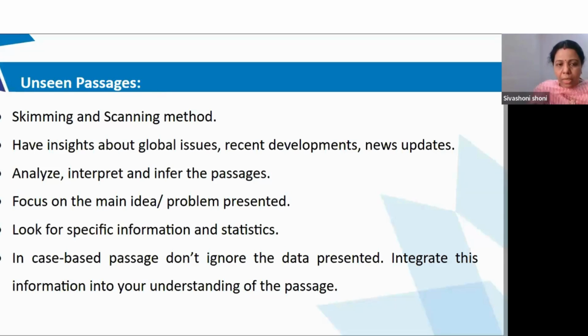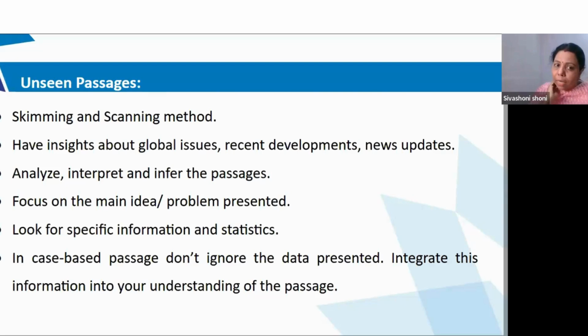Children, always do extensive reading, because most of the comprehension passages would be something general. If you have a fair knowledge about current affairs, contemporary issues, global issues, recent developments in technology and news updates, you'll understand the passages quicker. Otherwise, if the passage is about a new development in AI, and you don't know anything about AI, you will not be able to relate to it and spot the answer correctly. So always read extensively about all these happenings and look for specific information.